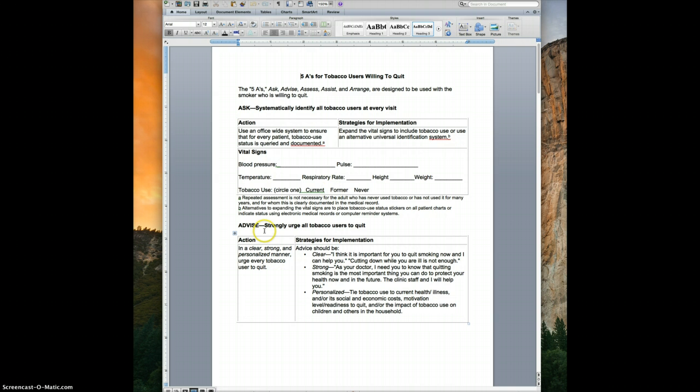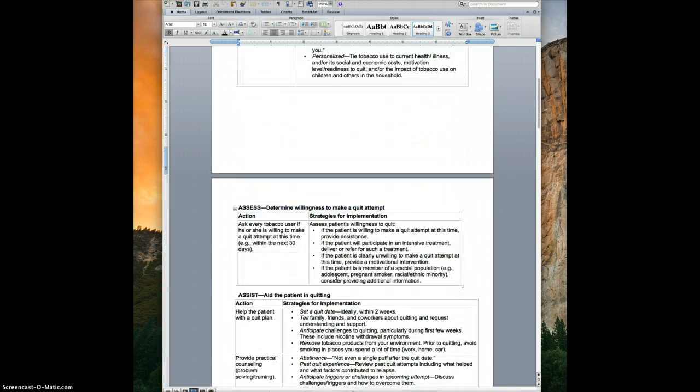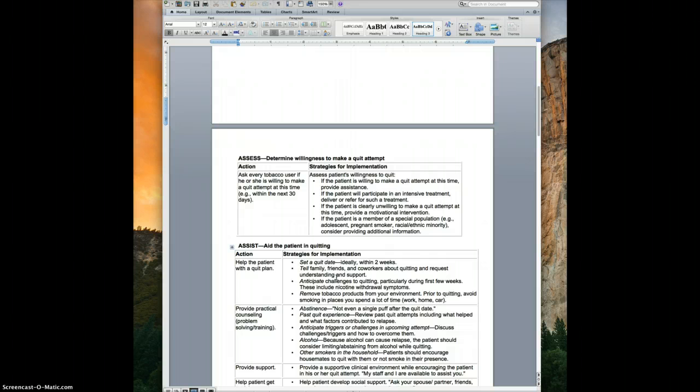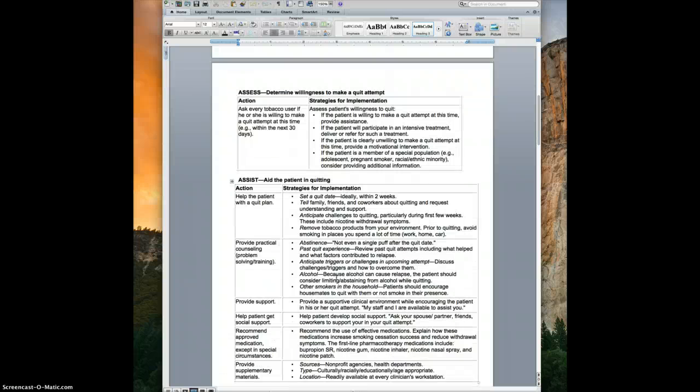And then as you go through advise, this example is for tobacco users, right? The 5As for users to quit. So again, you could advise, strongly urge all tobacco users to quit. Again, what I've done is given you some key phrases for how you can engage in the dialogue. And then assess, right? Determine the patient's willingness to make a quit attempt. Aid the patient in quitting.